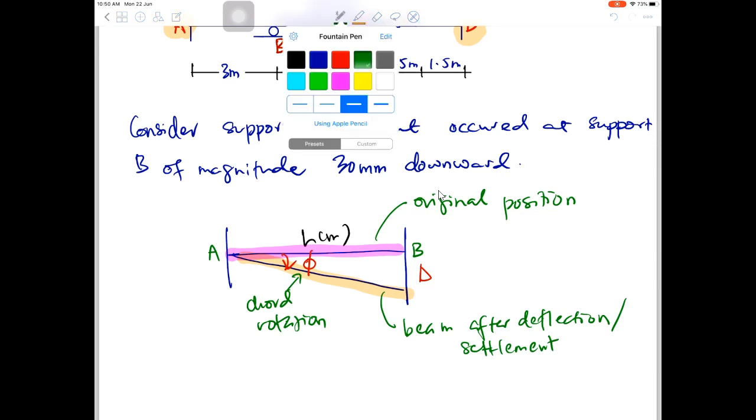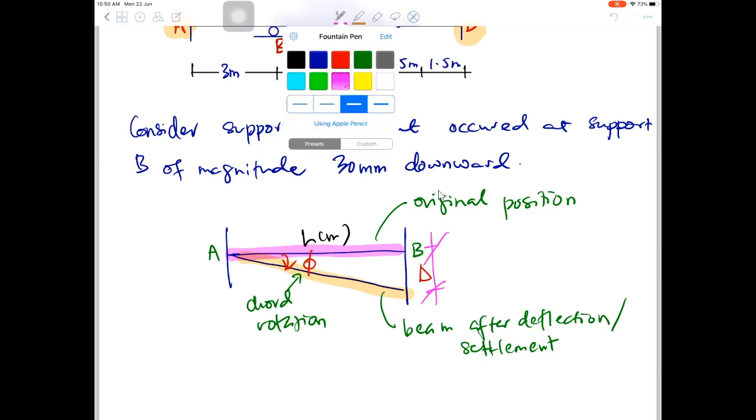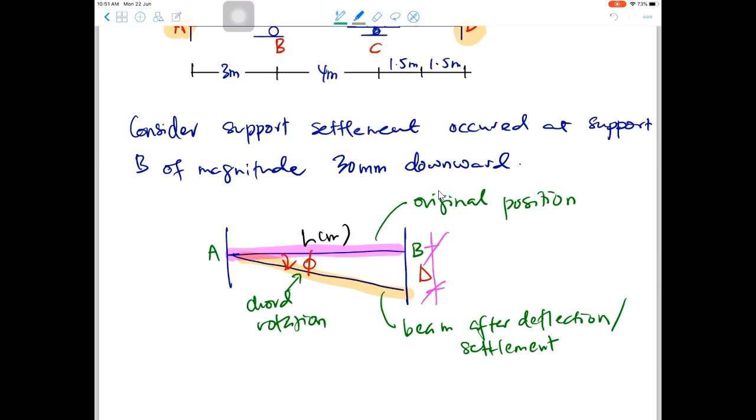So here is the delta, and this is the horizontal beam length. The member is horizontal because it is a beam. This is the support, fixed at A and fixed at B. And remember that for a fixed support, there will be moment at the support.